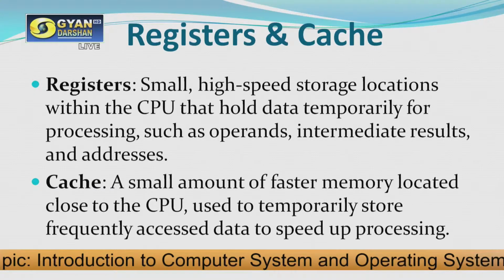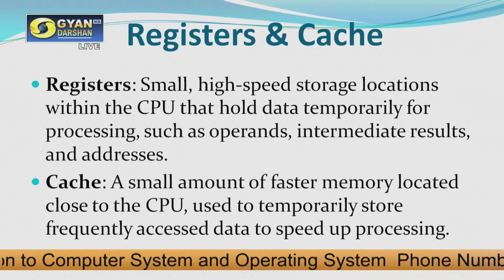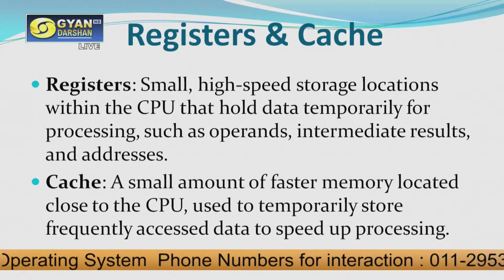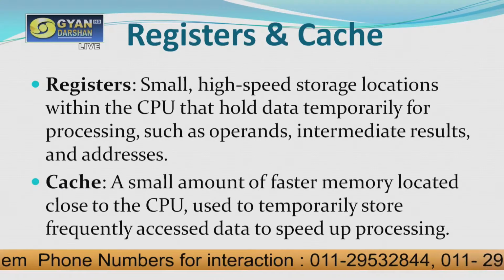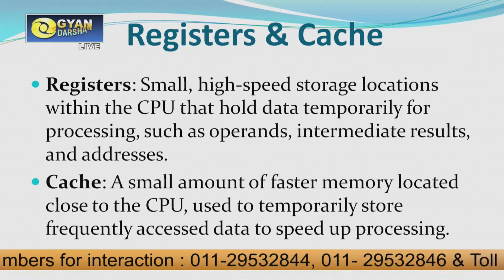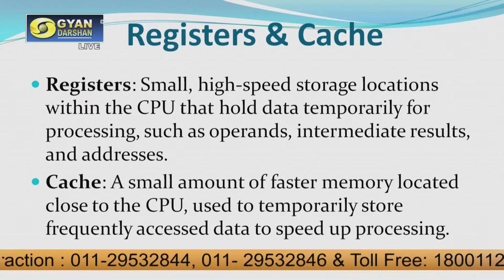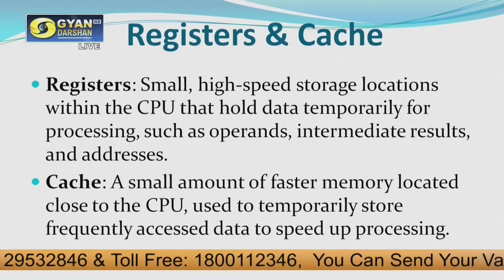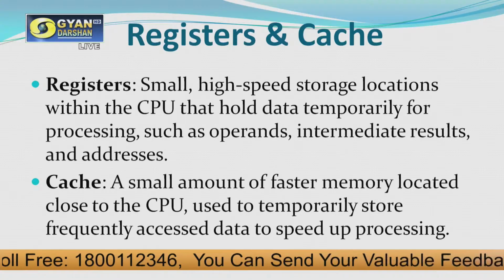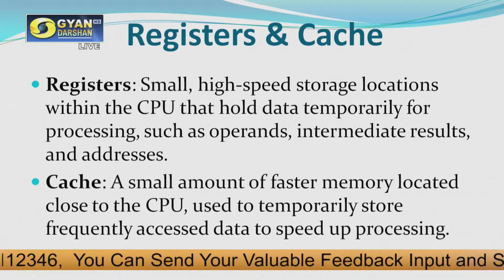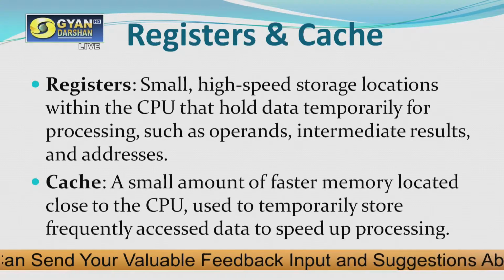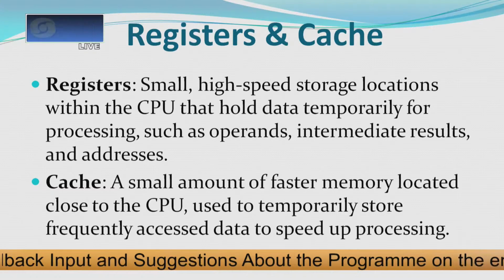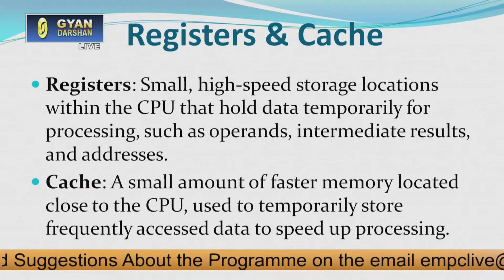There are certain other essential elements present in the CPU: the registers and the cache. Registers are very small, high-speed storage locations within the CPU which hold data temporarily for processing, such as operands, intermediate results, and the addresses from which the data needs to be fetched, or into which the data needs to be put.